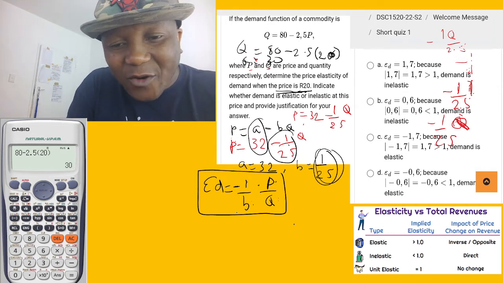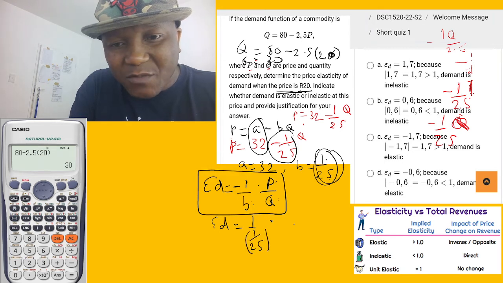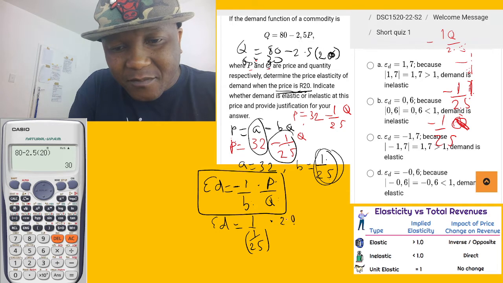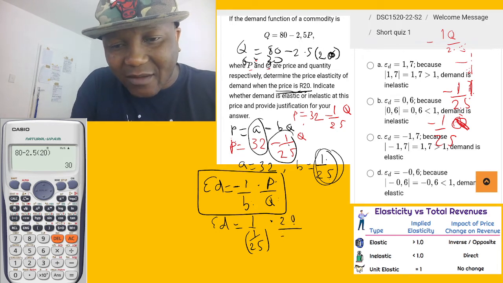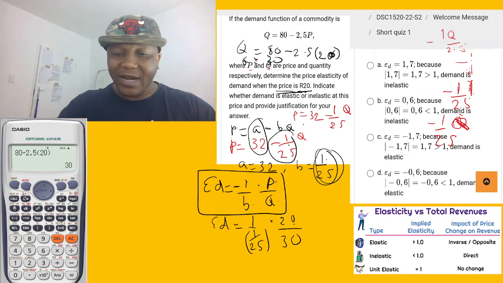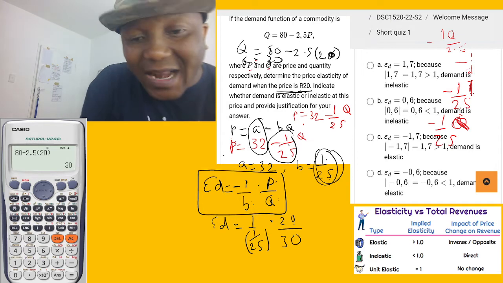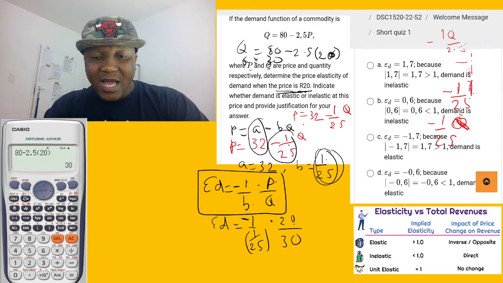So I know all the values here. I'm going to say the elasticity of demand equal to 1 over B. What is my B? My B equal to 1 over 25, excuse me, times P. What is my P? P equal to 20. And Q, we got it. What is the value of Q? We say Q equal to 30 after plugging in the calculator. So what we are left with, put in the calculator and get the elasticity. Oh, I forgot it here. It must be negative here. Don't forget that negative. So let's plug in the calculator and get the final answer.